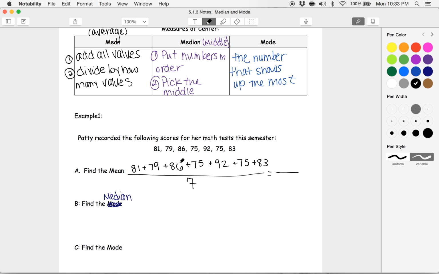All right, so I'm going to take my calculator and I'm going to add all of these first. So here comes my calculator. I'm going to get 81 plus 79 plus 86 plus 75 plus 92 plus 75 plus 83. And it looks like I'm getting 571.